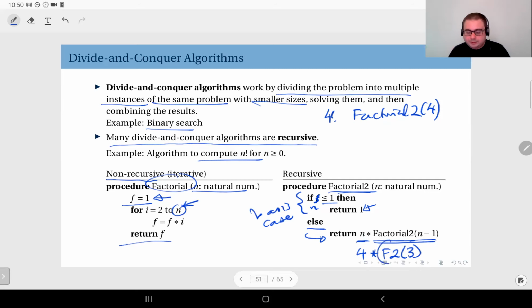So now I need this value. And then I apply 3 to my function again. And it's not less than or equal to 1. So I come here, and to obtain that, I need to find 3 times, which is n, factorial 2 of n minus 1, which is 2.